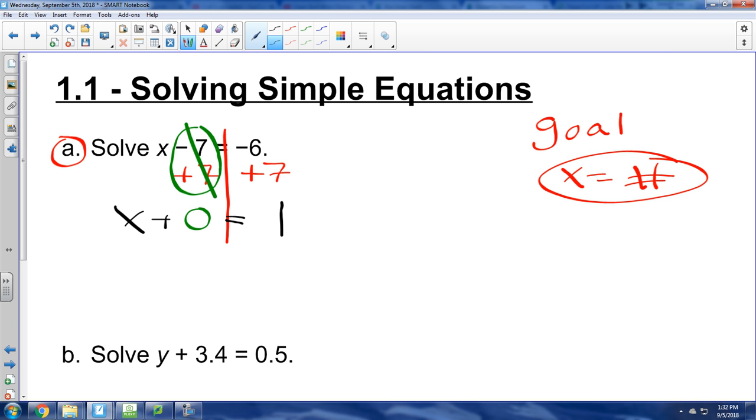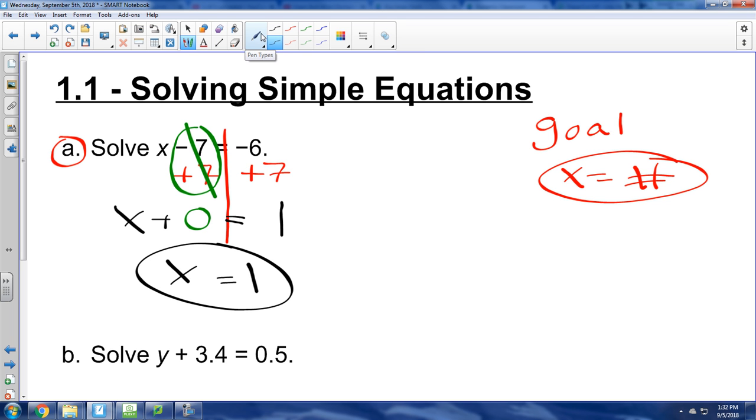But is there a way we can simplify it? Is it necessary to write it exactly like this? What do you think, Lily? You can just have plain old x equals. And what does x equal? 1. Okay, let's make sure it makes sense.